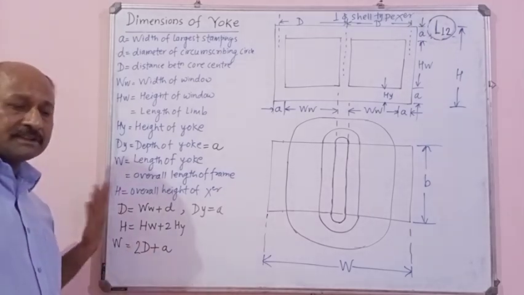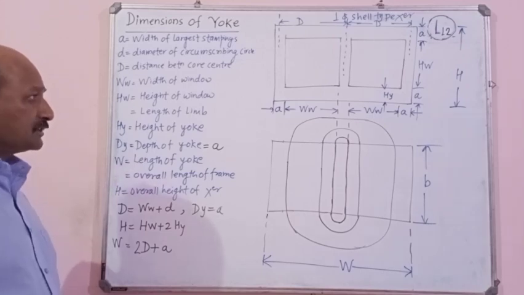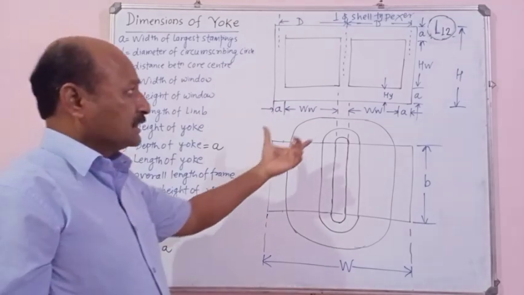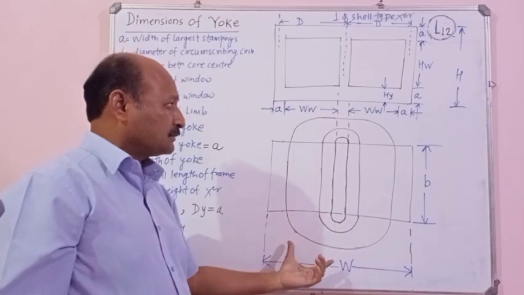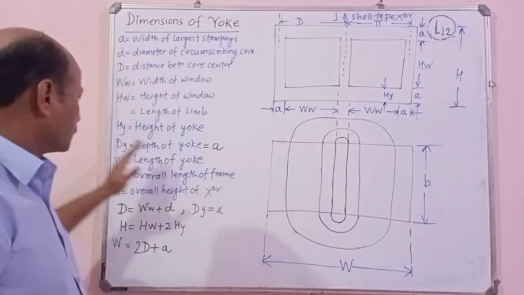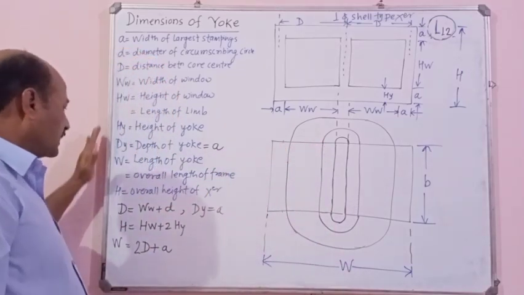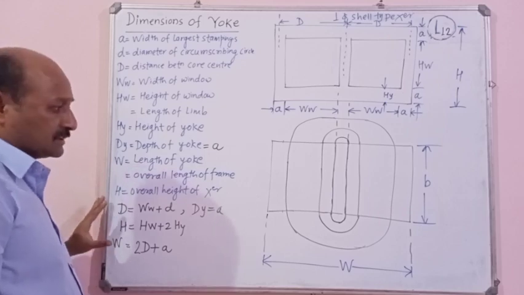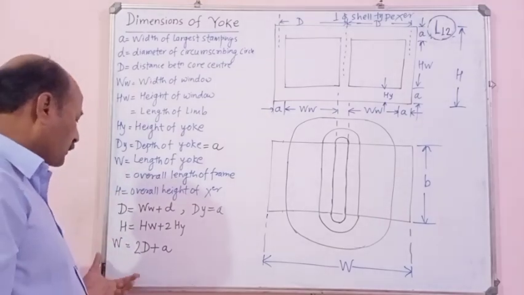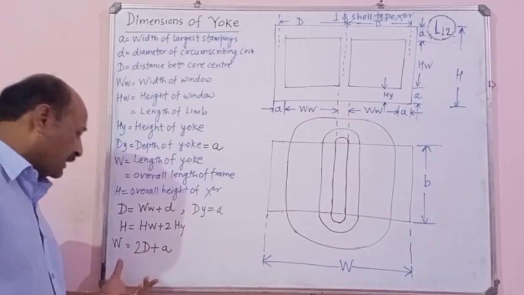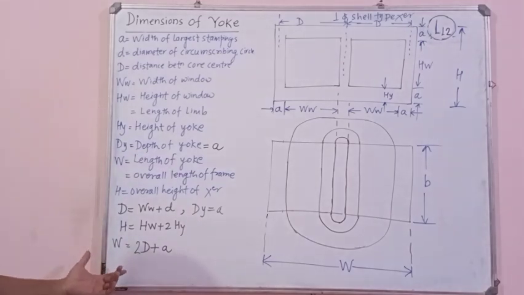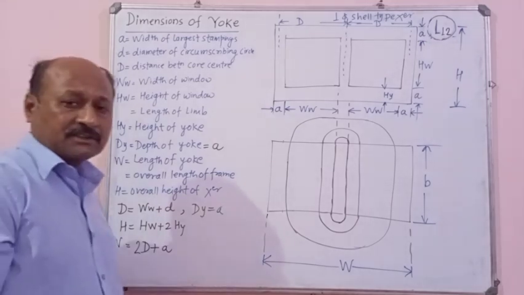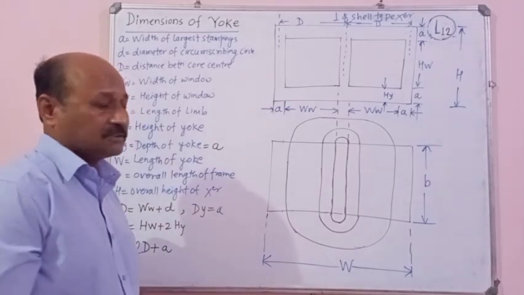Again, when you have to design the single phase shell type transformer, you have to draw the diagram of the shell type transformer. Then from this diagram, you must know all the abbreviations with the relations. Then you can calculate the overall height, overall width, length of the yoke and overall height of the transformer. Now the next transformer is the three phase transformer.